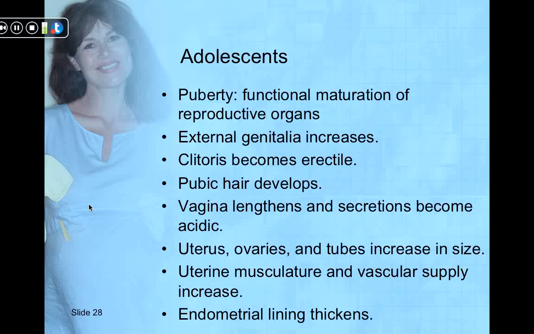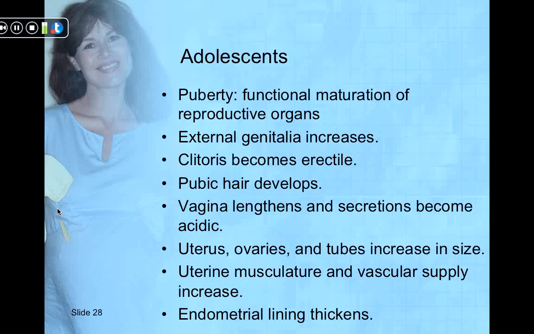yeast. This is why postmenopausal women, and girls who have not started their period, are at higher risk of getting things like yeast infections and opportunistic type infections, because they don't have this acidic pH protective nature from the hormones in place. The uterus, ovaries, and tubes increase in size.